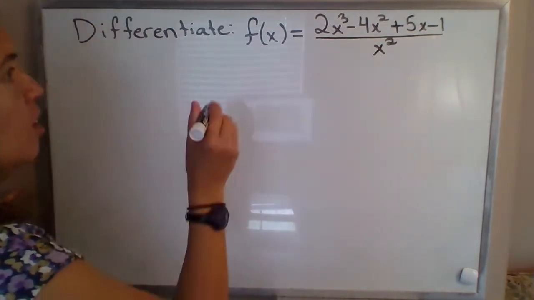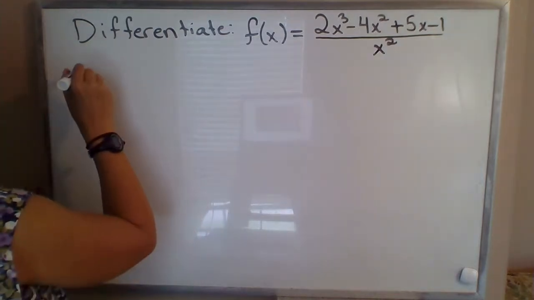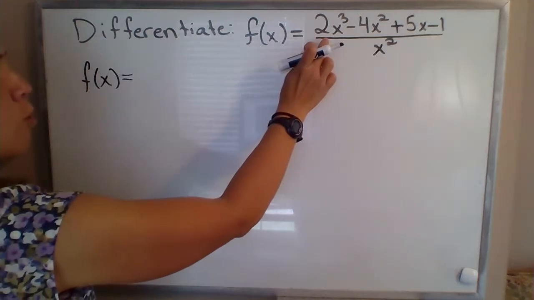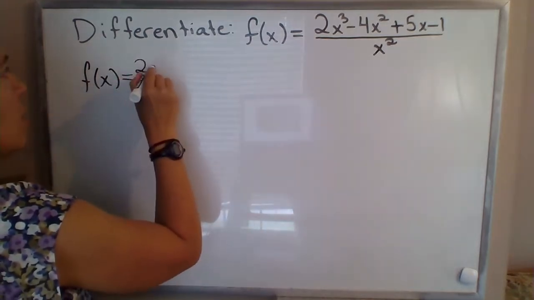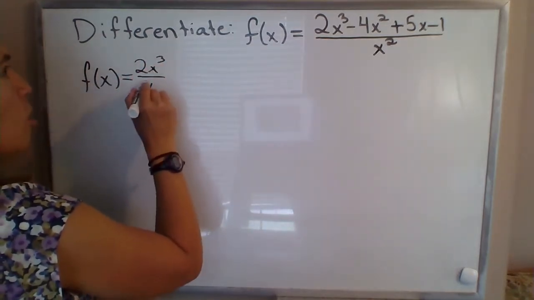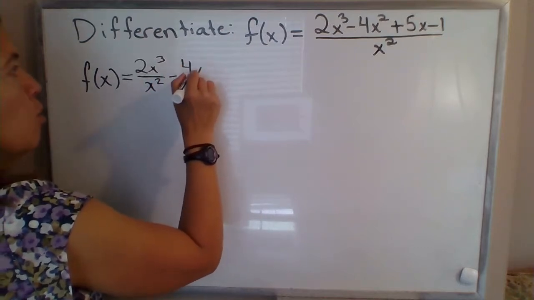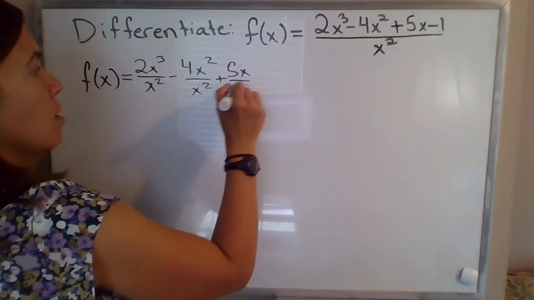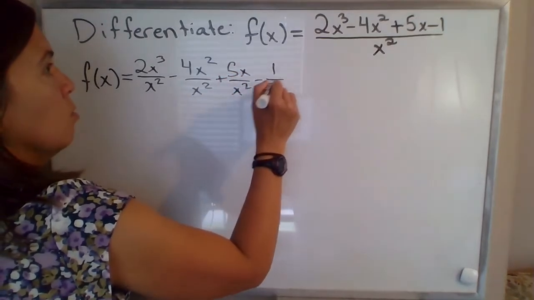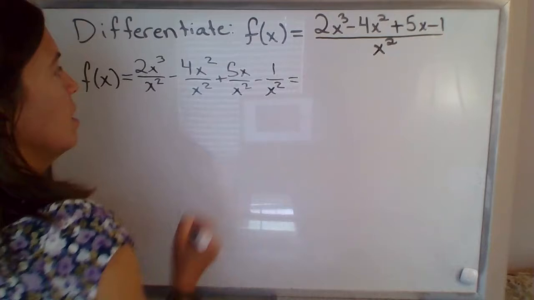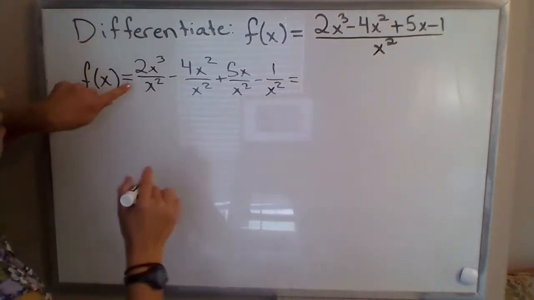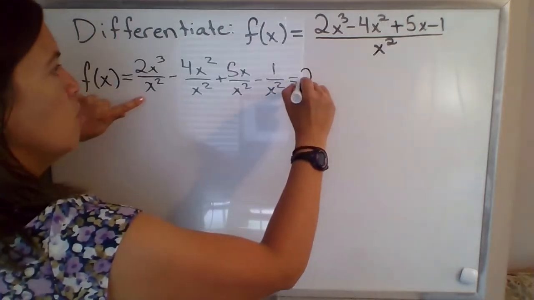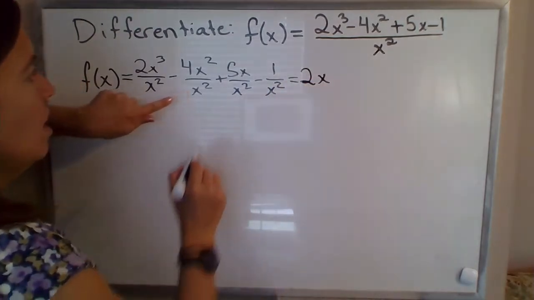So to rewrite this function as f of x equals, I'll write it out. 2x cubed over x squared minus 4x squared over x squared and so on, plus 1 over x squared. And then simplify, rewrite from there. So first of all, the x cubed divided by x squared will leave us with 2x to the first.